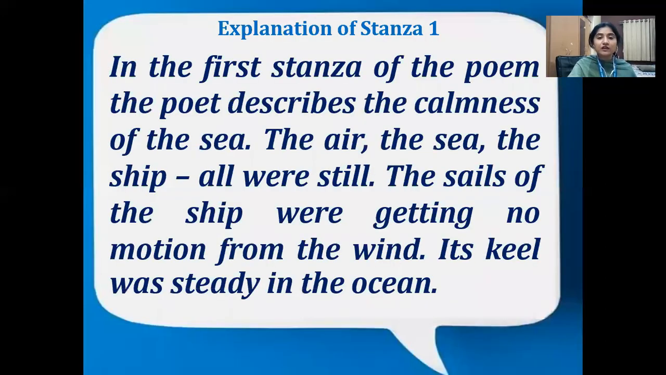In the first stanza of the poem, the poet describes the calmness of the sea. The air, the sea, the ship, all were still. The sails of the ship were getting no motion from the wind. Its keel was steady in the ocean.